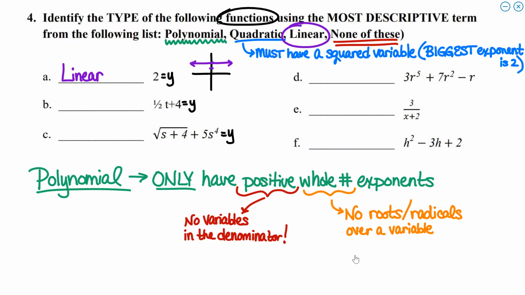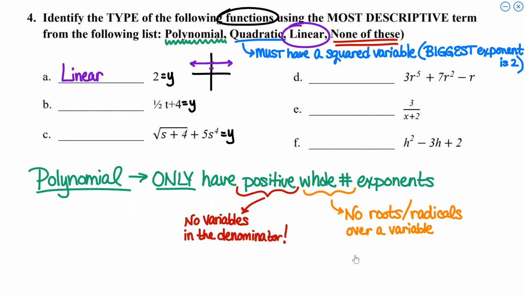Polynomial. I agree, it is a polynomial. Polynomial is a pretty broad term. Technically, a quadratic is a type of polynomial. A linear is a type of polynomial. We want to find the best or most descriptive term here. So I agree with you that yes, this is a polynomial. Let's figure out if that is the best one for it. We already said that it can't be a quadratic because why? Doesn't have a squared variable.